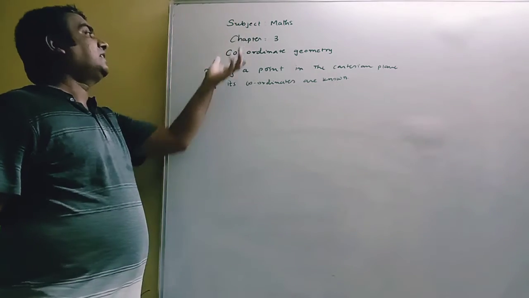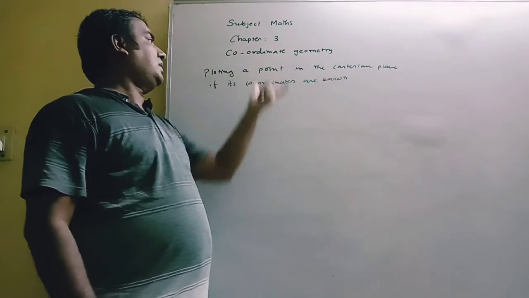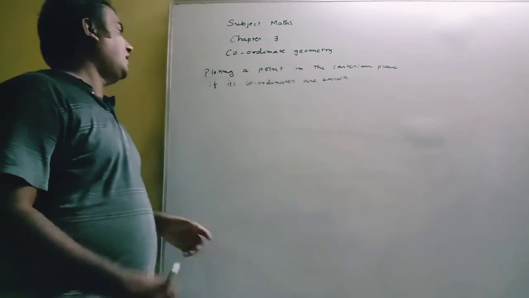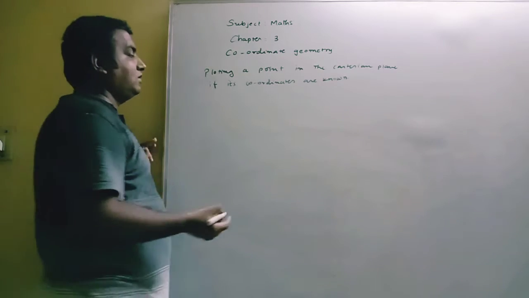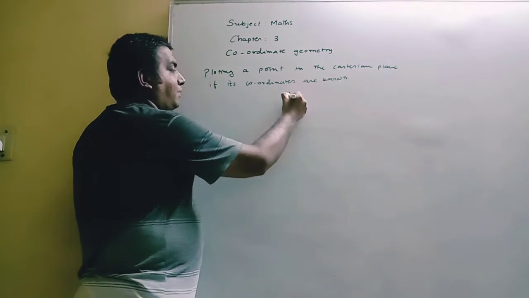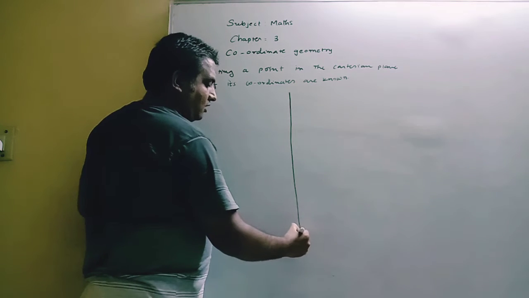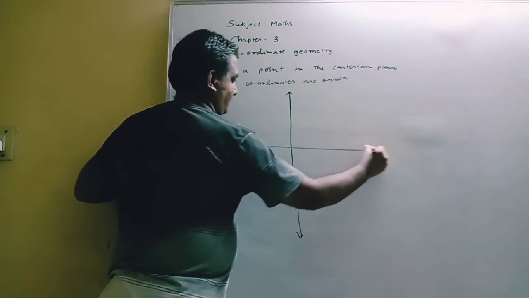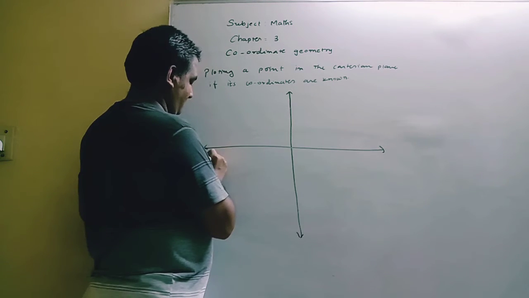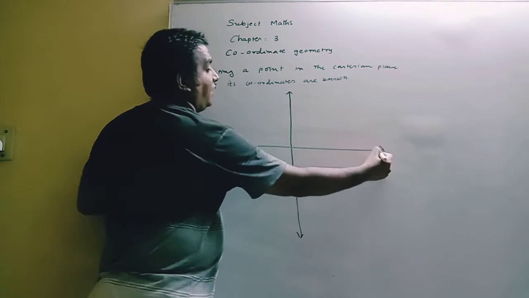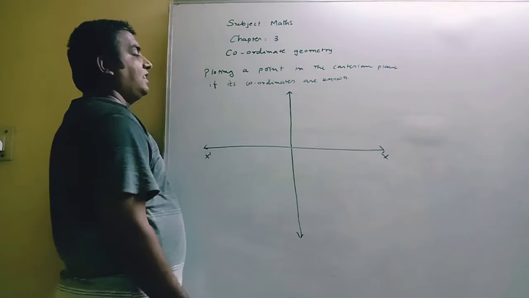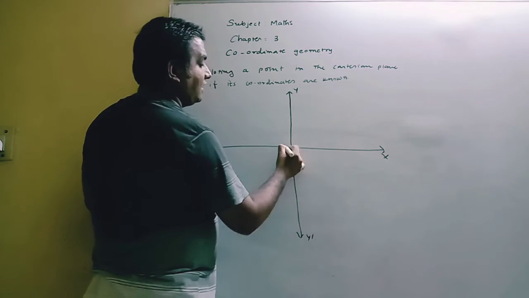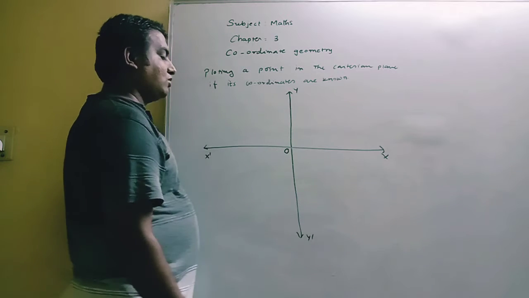Hello friends, in Math Chapter 3 Coordinate Geometry, we will study plotting a point in the Cartesian plane if its coordinates are known. So the Cartesian plane, we know, has two perpendicular lines: the x-axis, that is X'X, and the y-axis, that is Y'Y. The intersection point is the origin, 0.